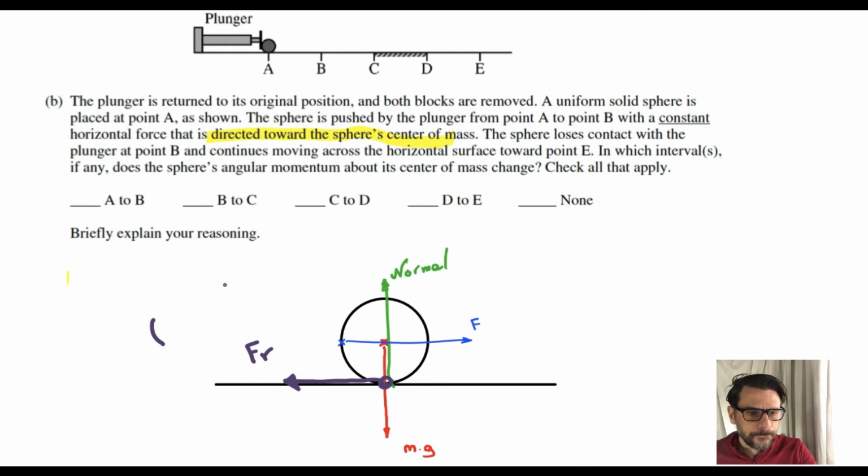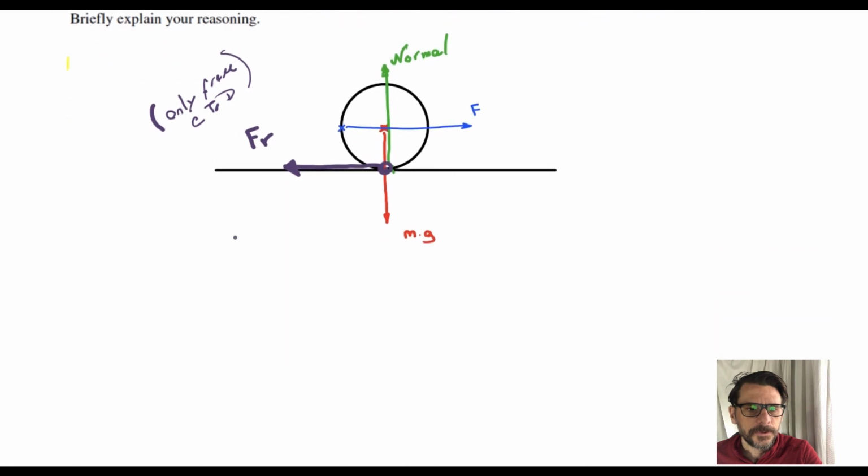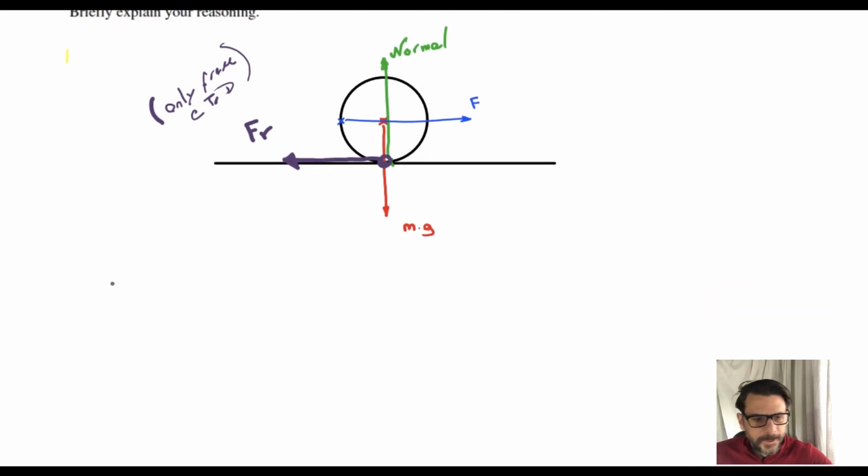So only friction, right? Only from C to D. That's why, since we are asked to check all that apply, we're just going to check this one, only from C to D. But we are asked to briefly explain your reasoning. So what is it that we're going to say? Well, let's say something like this.